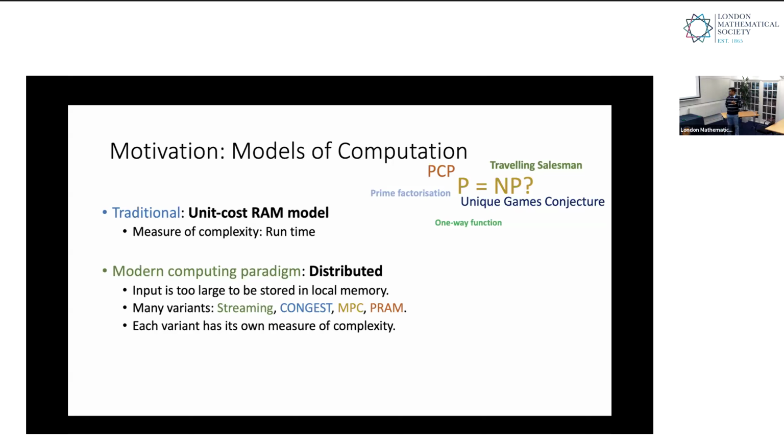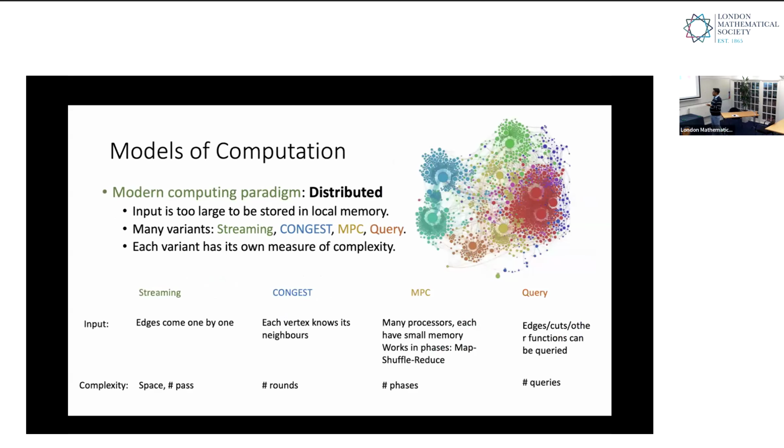each variant comes with its own measure of complexity. Let's see what these models are doing. In streaming, the input is given in a way that you see the edges coming to you in a stream. Your measure of complexity is the local memory that you need in order to solve the problem, and the number of passes on the stream that you need in order to solve the problem. These are your measures of complexity.